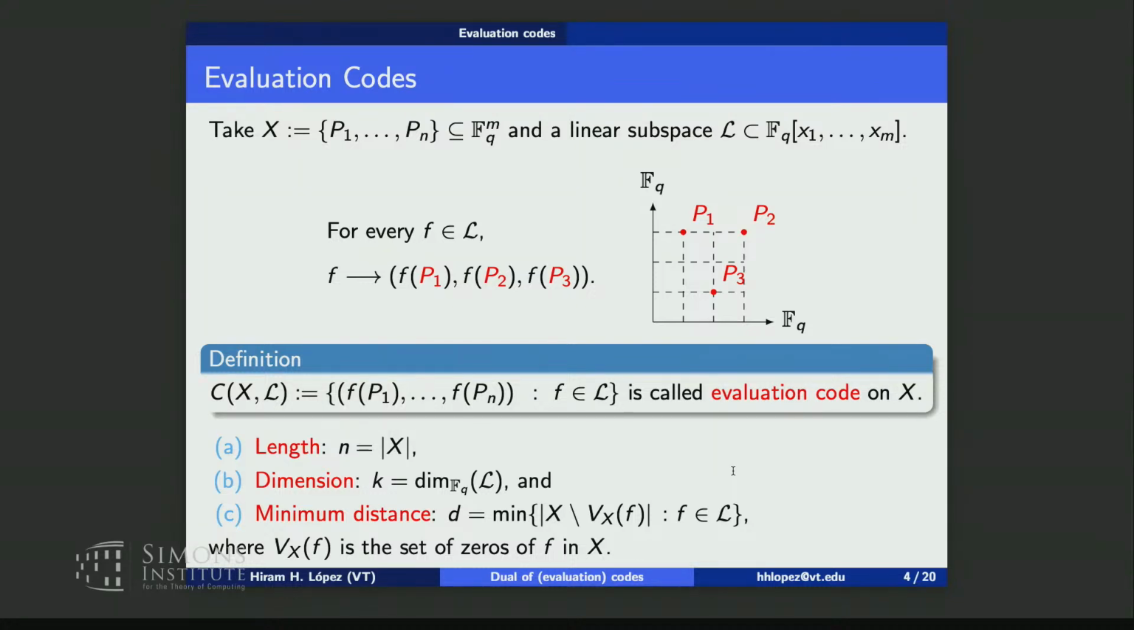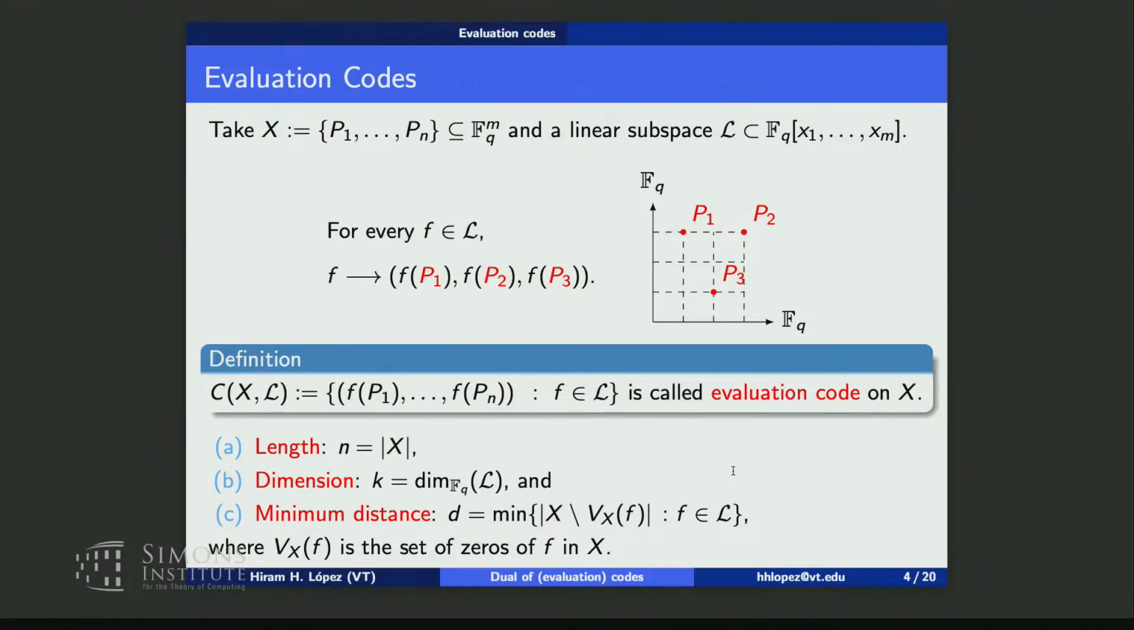Now, usually we say that the minimum distance is more difficult to find than the length and the dimension. And I like to think about this. If you take a look, the length of the code depends only on the points that you are choosing, right? This is not always trivial. If you are using solutions of certain curves, you need to find the number of solutions, but it doesn't matter. The point is that the length depends on the points. Now, the dimension depends essentially on the polynomials that you are choosing. So the length depends on the points. The dimension depends on the functions.